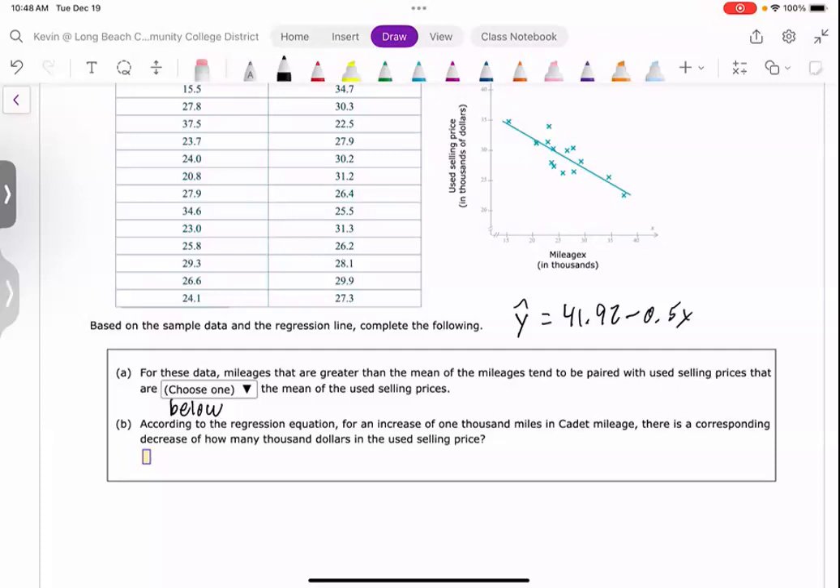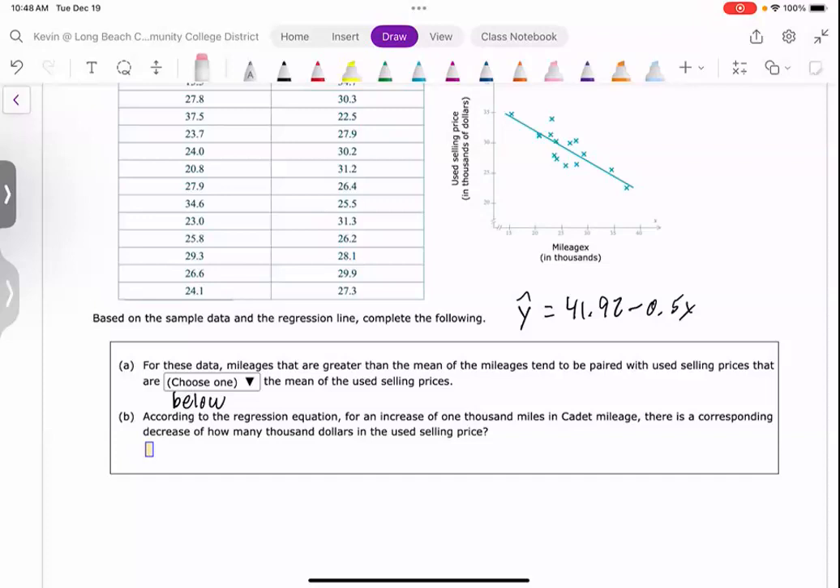And according to the regression equation, for an increase of 1,000 miles in Cadet mileage, there's a corresponding decrease of how many thousands of dollars in the selling price. And that is a little tricky. That is the 0.5. And I'm putting a positive 0.5, even though it's negative, because they specifically tell us that it's a decrease. So how much is the decrease? It's a decrease by 0.5. So be real careful with the sign there as you're looking at that.